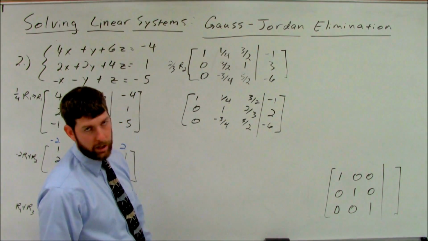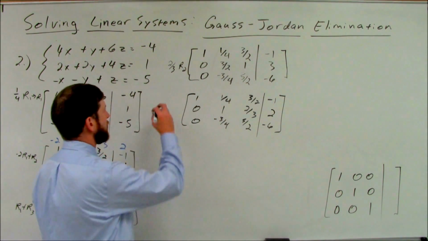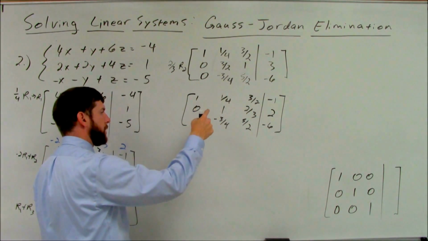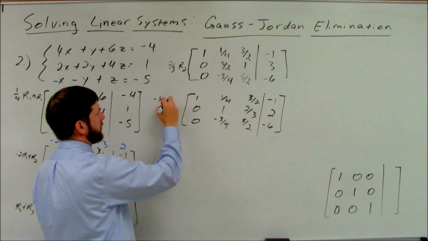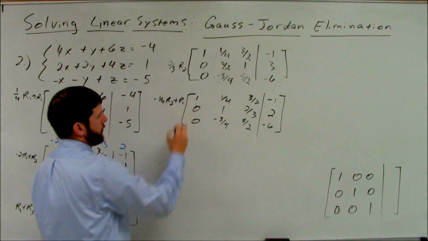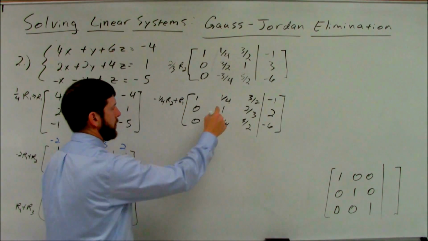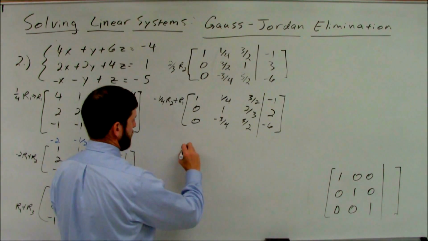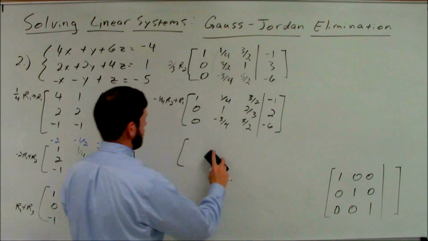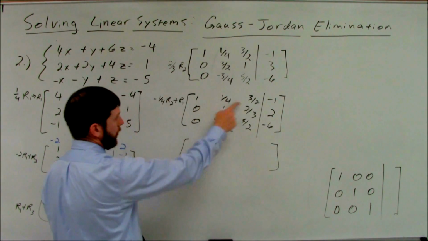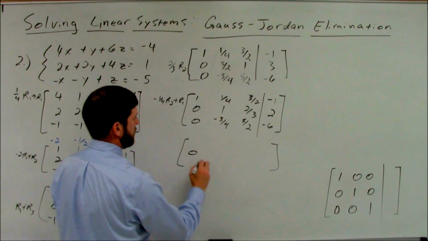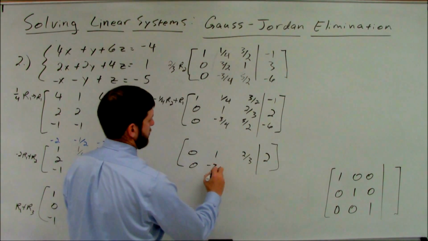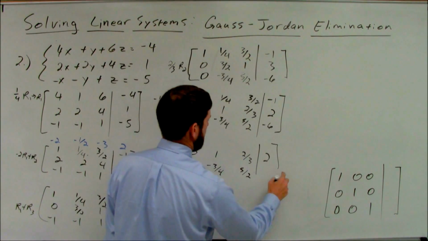Now let's try to get rid of column 1, or this entry up here. So if I want to get rid of it, I got to multiply row 2, my pivot row, by the opposite of it. So -1/4 times row 2 combined with row 1. The opposite of 1/4 times this row combined with row 1. So we go through. So row 1 will change, so row 2 not going to change. 0, 1, 2/3, and 2.